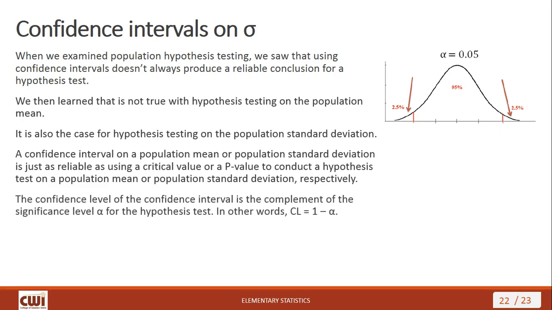And as always, our confidence level for that confidence interval is going to be the complement of our significance level. So we take 1 minus alpha, and that is the confidence level for our confidence interval. So if our significance level alpha is 5%, we want to construct a confidence interval with the 95% confidence level.